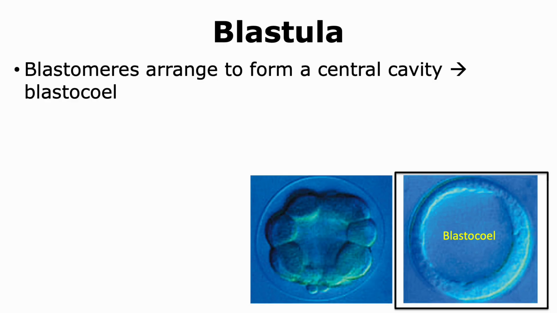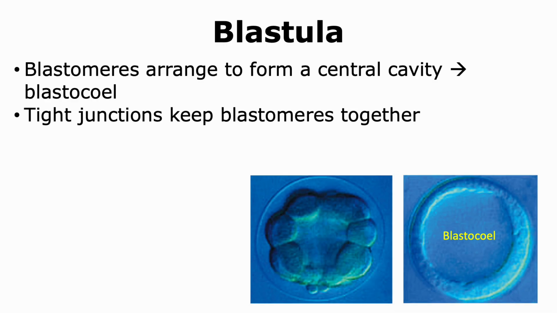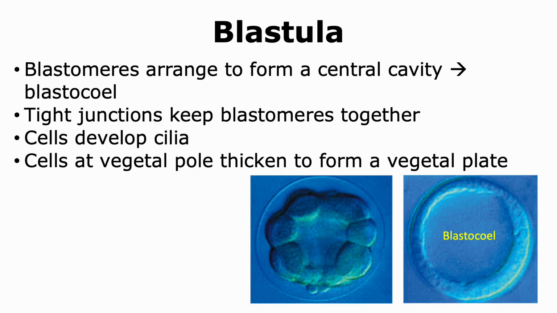Now the cells that are at the periphery, they associate with each other with tight junctions, and that's how they're kept together. These cells will then develop cilia, which are these small hair-like structures. The cells at the vegetal pole will start to thicken to form a vegetal plate. And in the figure to the right, we are actually seeing the thickening happening where you can see that yellow curved line.